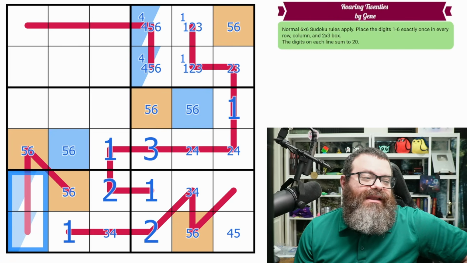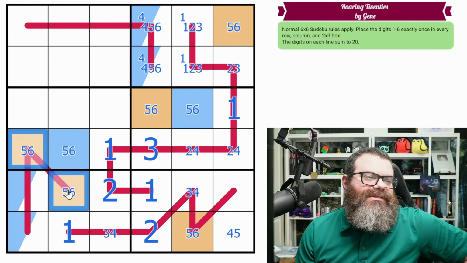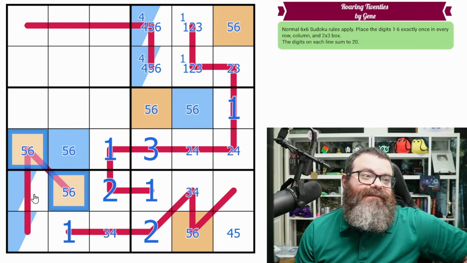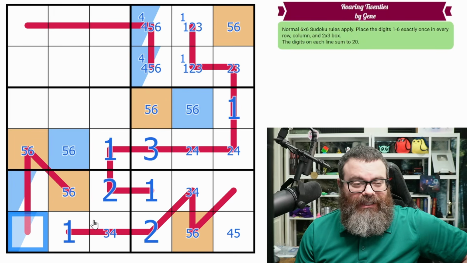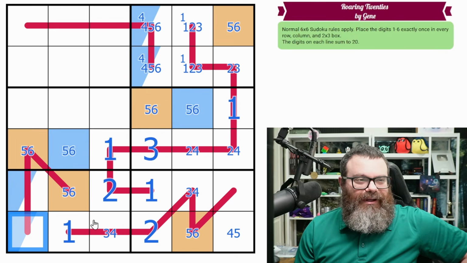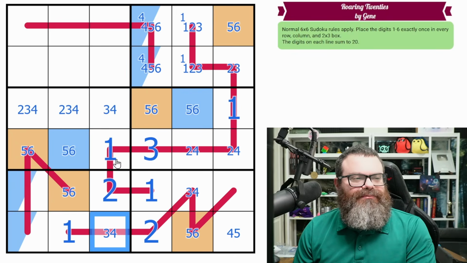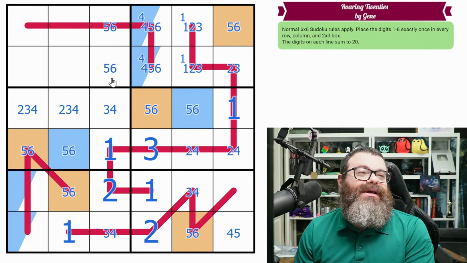Okay, well, maybe, does that help that we know blue is on this line? Because we know that we're either double 5 with a 6 or double 6 with a 5. Double 5 with a 6 would mean we go with a 4. Double 6 with a 5 would mean we go with a 3. I don't think that's helpful. All right, well, let's look elsewhere. This is 2, 3, 4. It's not 2. 3, 4 pair makes this a 5, 6 pair.